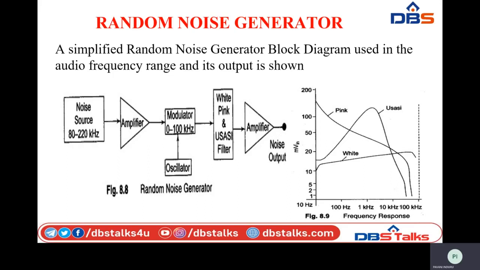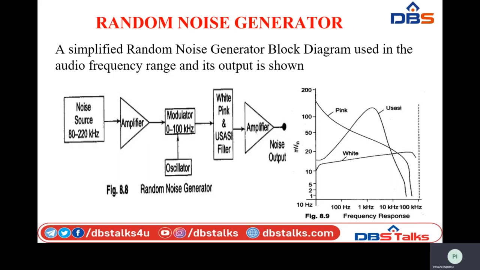Because those are present in the range of audio frequencies, it is necessary to convert this high frequency noise signal into the range of audio frequencies. That work is done with the help of a modulator. The modulator, with the help of the carrier signal obtained from the oscillator, is going to modulate the noise signal. With the help of filters present in the modulator, the noise frequency range can be lowered into the range of audio frequencies.